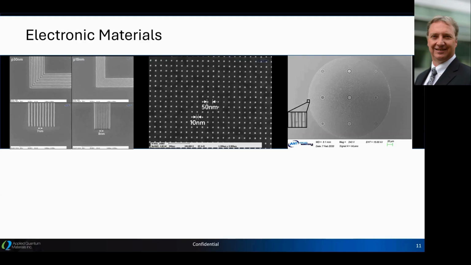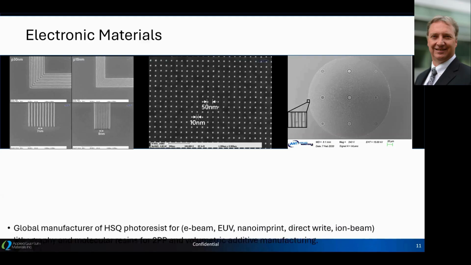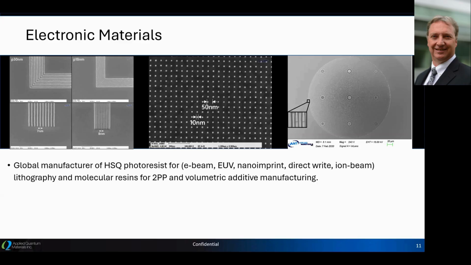So again, that gets into metrology. How do you make an X-ray microscope? Well, you need these materials to give you the proper lenses to make this particular type of system. So currently, we make this HSQ photoresist. We're a global manufacturer. We've been making this now for about 8-9 years. We've been developing new photoresists.